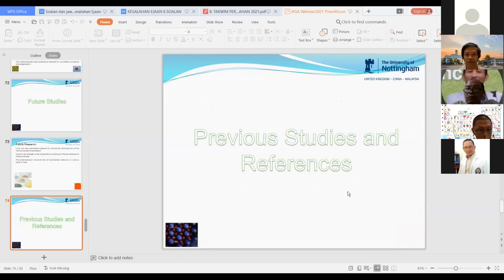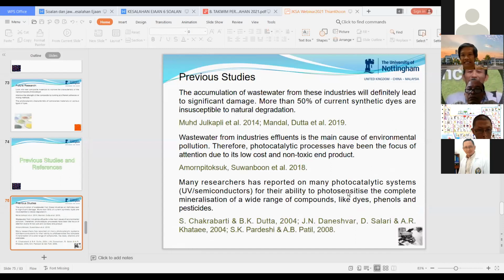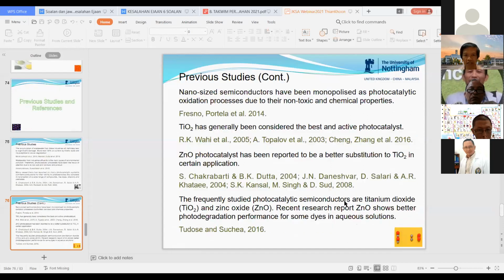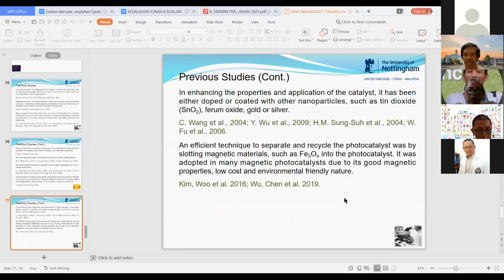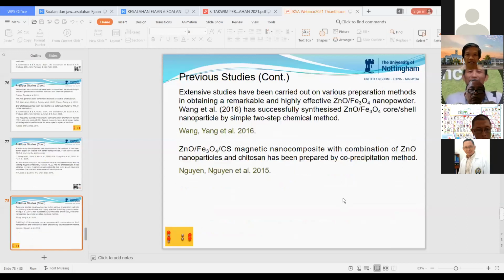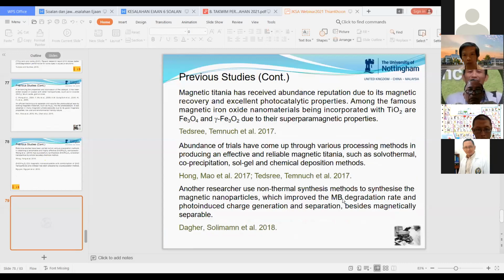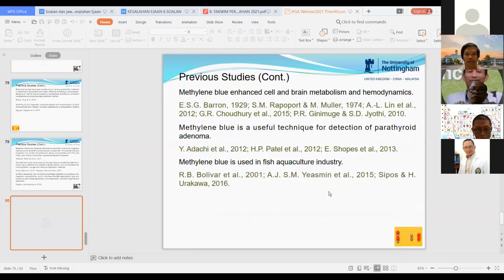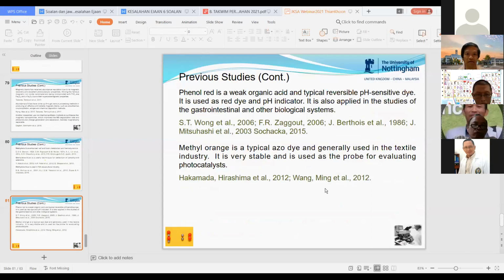So this is the previous study that ignited our work. As we said, metal oxide is a very good oxide, and then we want to dope this iron oxide, and then we use these organic dyes.